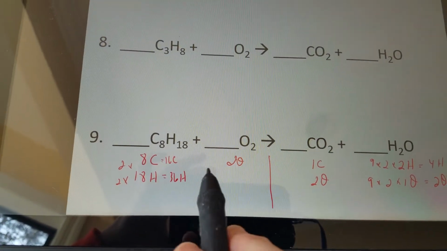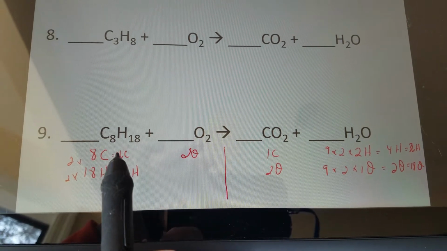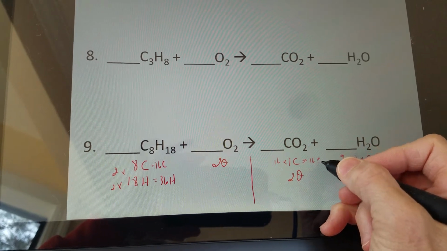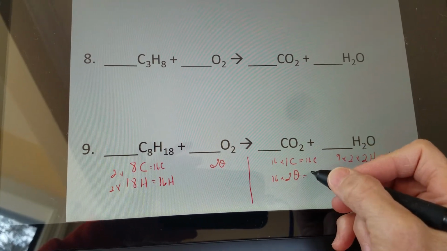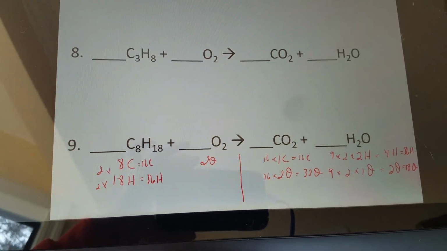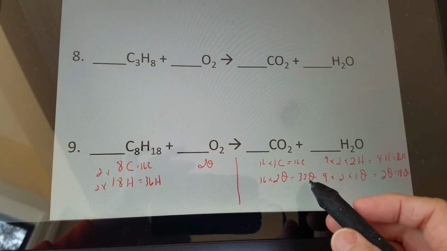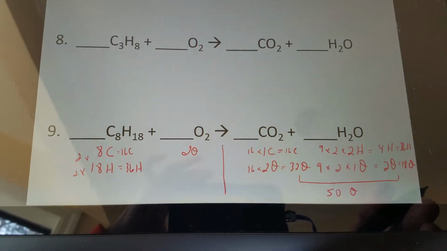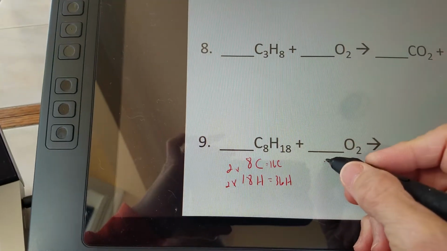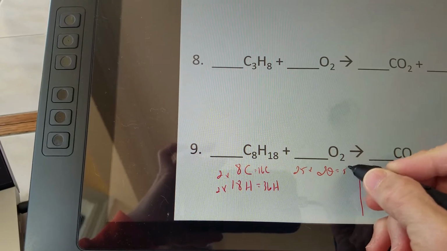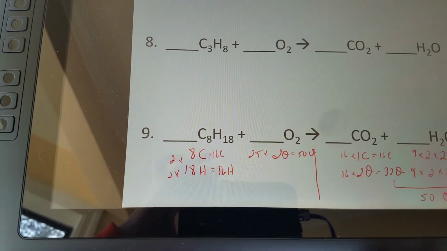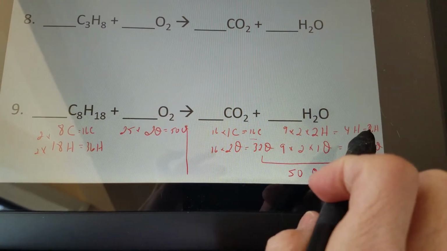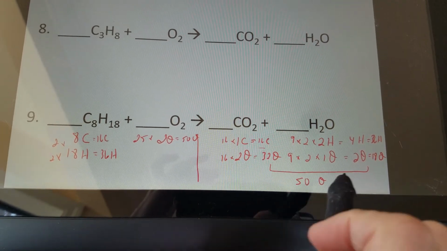The next thing we want to do is balance our carbon. So I have 16 here, but only 1 here, so I'm going to multiply this by 16, which also multiplies this oxygen by 16. So that gives us 32 oxygens here. We're going to add these 2 oxygens together, so that's a total of 50 oxygens on the right hand side, or on the product side. So I need to come over here and multiply this one by 25 to make it have 50 oxygens on the reactant side. So I have 16 carbons, 36 hydrogens, 50 oxygens, 32 and 18, 50 oxygens.